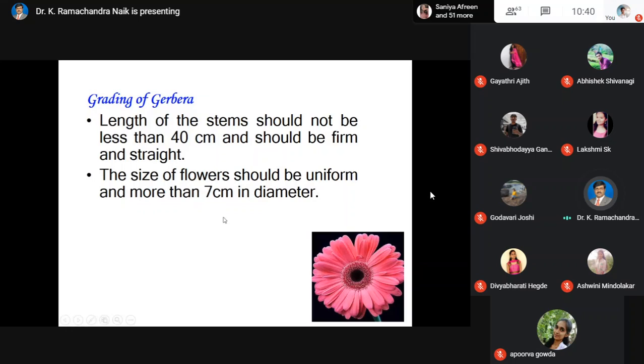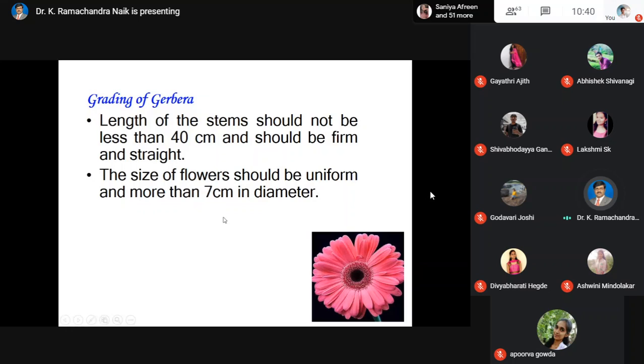Then another important export market flower we come across, especially in metropolitan cities and bigger towns, is anthurium. We have different types of anthuriums: deep red, white, and pink colored anthuriums, even in our locality in Karnataka and in the export market.